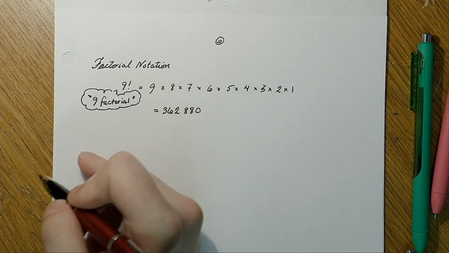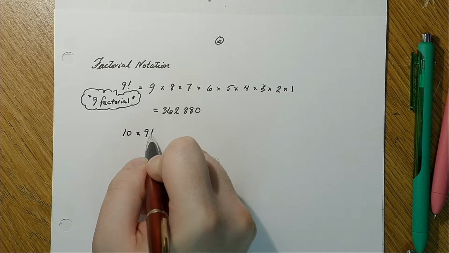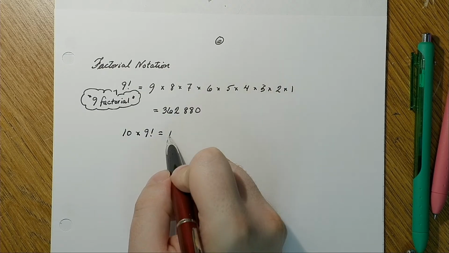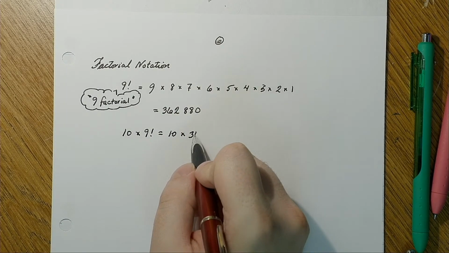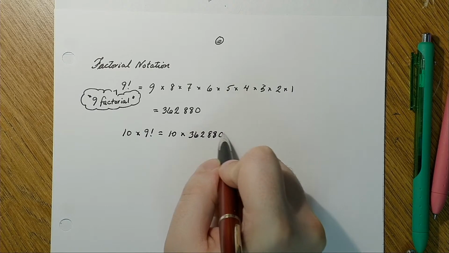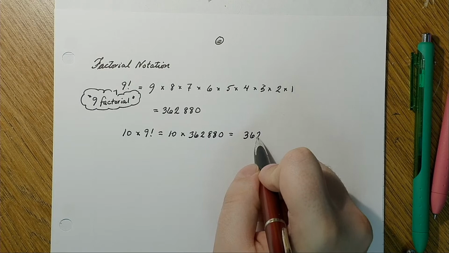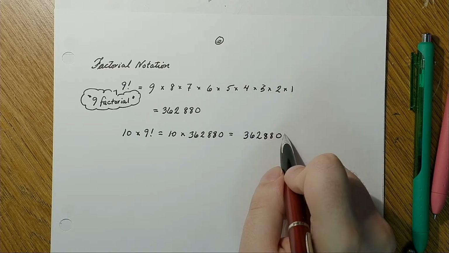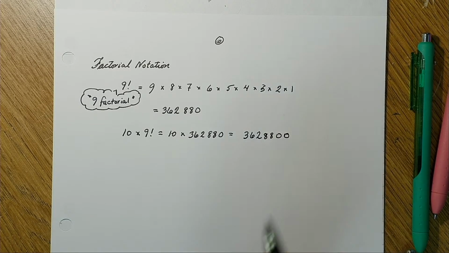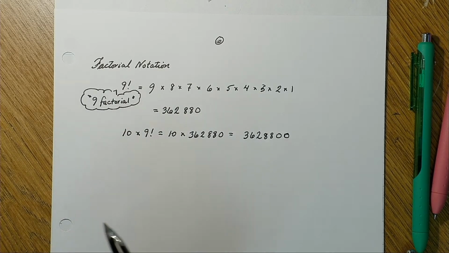We can use it one more time. Let's say I have 10 times 9 factorial. Well, that's 10 times, and I know what the 9 factorial is up here. So I'll just move it over by, I'll just write 362,880, and because of the 10, I'll add an extra 0. So we're done. So I can use previously calculated factorials and multiply them together.